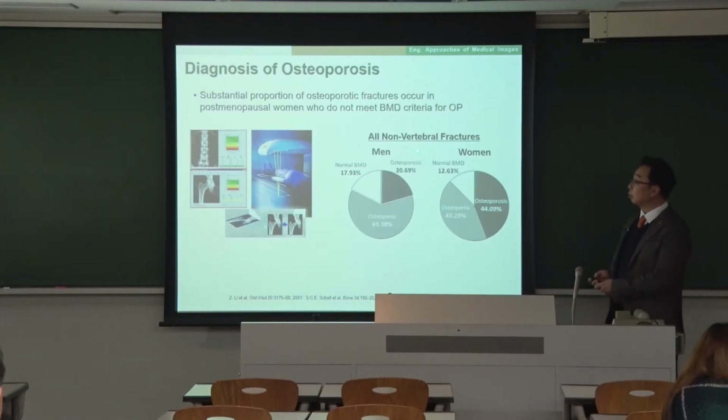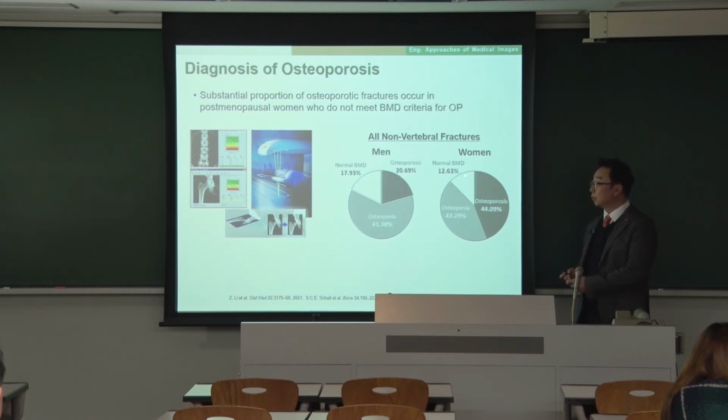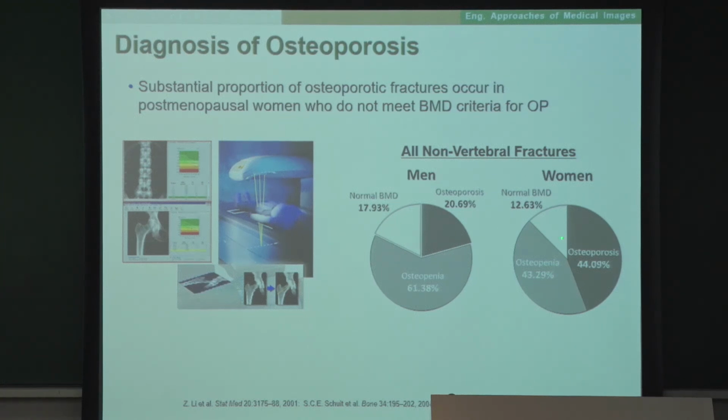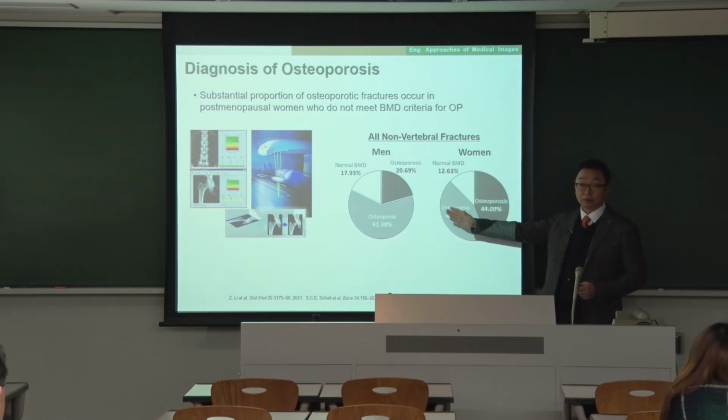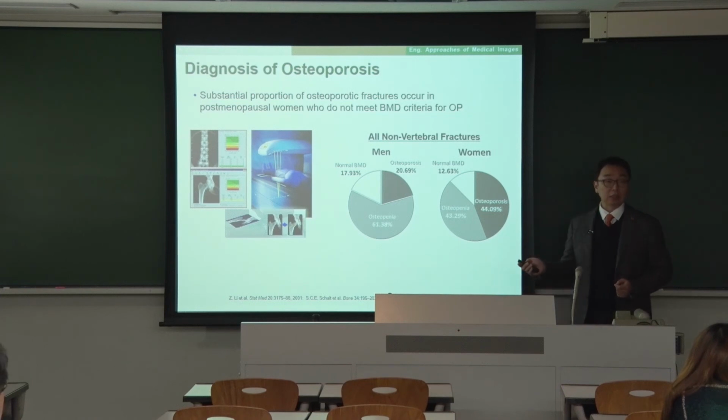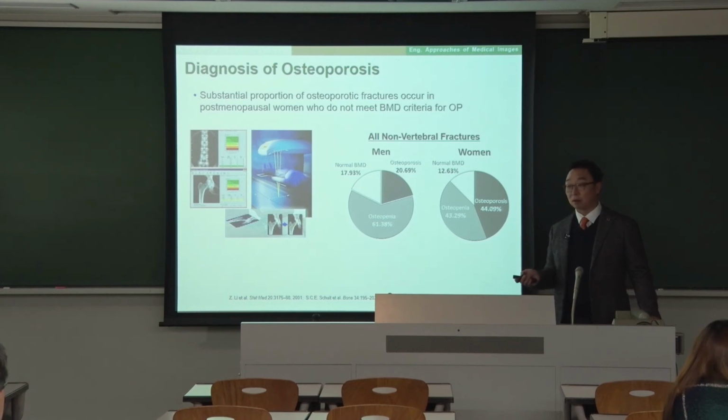But as you can see here, for non-vertebral fracture in men and women, the normal BMD group has about 18% and about 12%. Osteopenia is a high risk of osteoporosis. According to WHO, osteopenia is not osteoporosis, so you're somewhere between normal and osteoporosis. But if you consider even this osteopenia, more than half of the normal subjects or close to normal subjects are exposed to fractures. So the gold standard of predicting or diagnosing osteoporotic fracture is actually wrong.